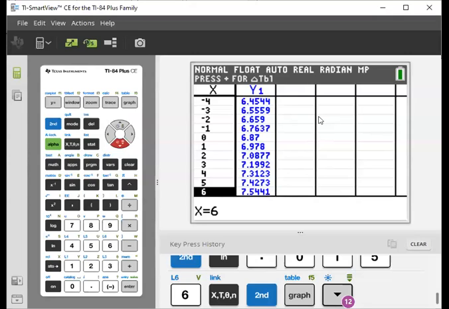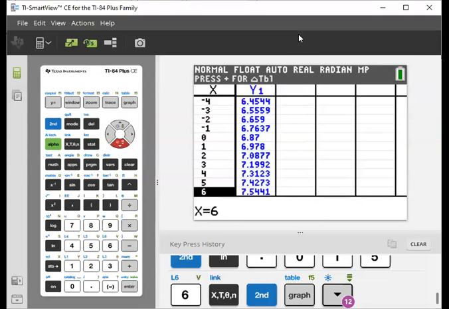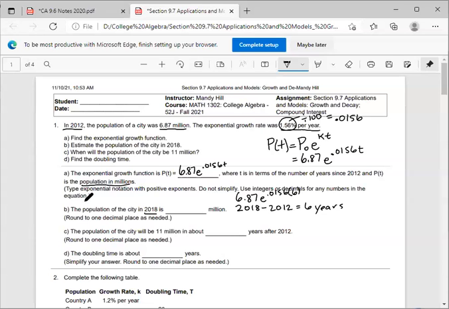So 7.5441, I would also get that if I just plugged it in the equation. So I could go back and write down my answer because they said they want me to round to 1 decimal place as needed. So the right answer would be 7.5. Okay. Then it says, when will the population of the city be 11 million? So they're saying, okay, let 11 million be equal to 6.87 E to the 0.0156 T. They're asking you what T would be.